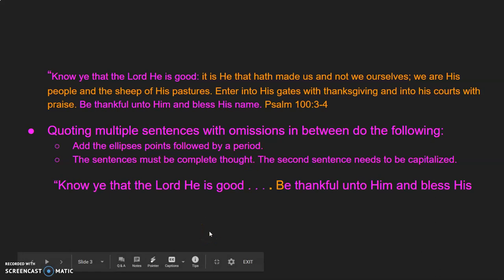So it would look like this. Know ye that the Lord, He is good. Here's the part that we omitted, and here's a period because that's an independent clause. And then capital B, thankful unto Him and bless His name. So that's what that looks like. That's what that 4th period would be about.